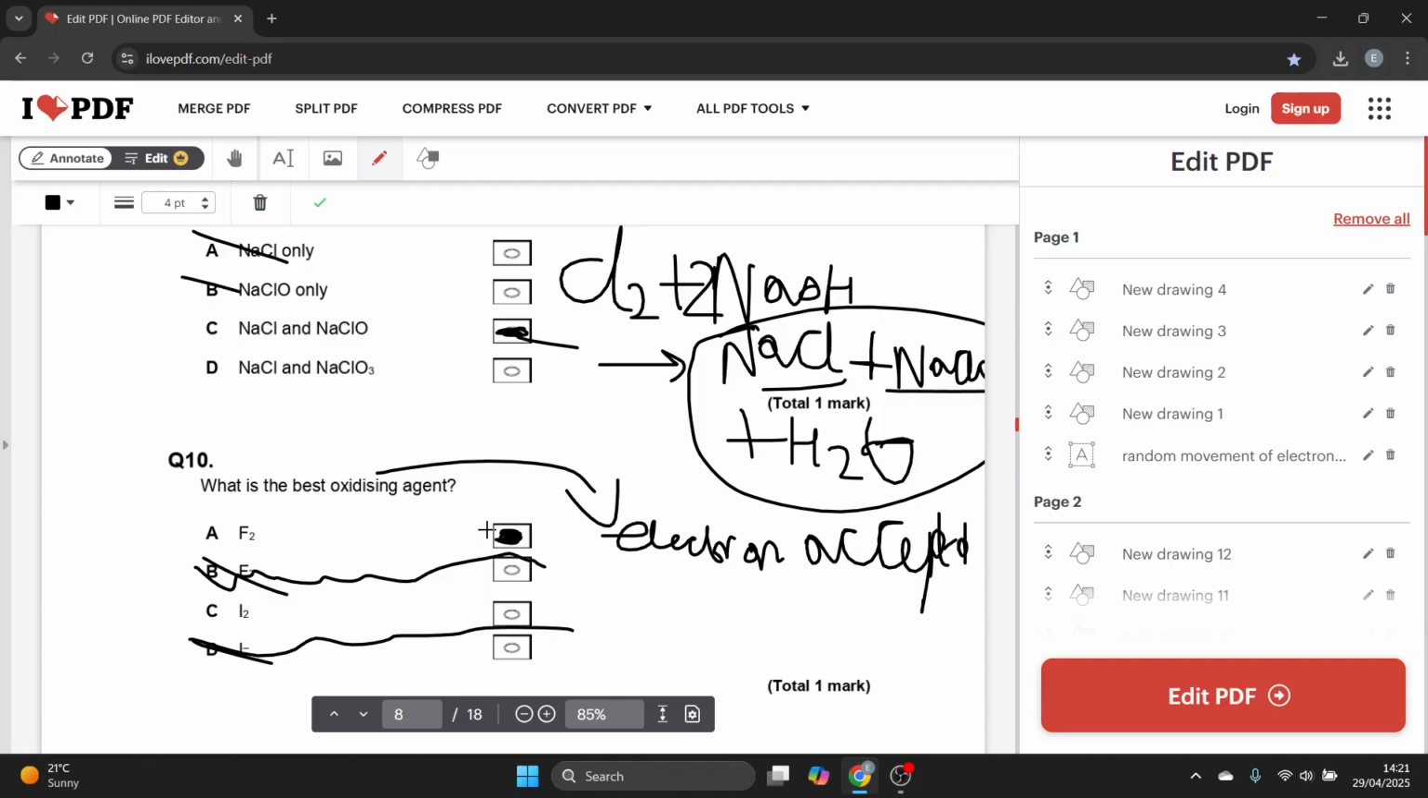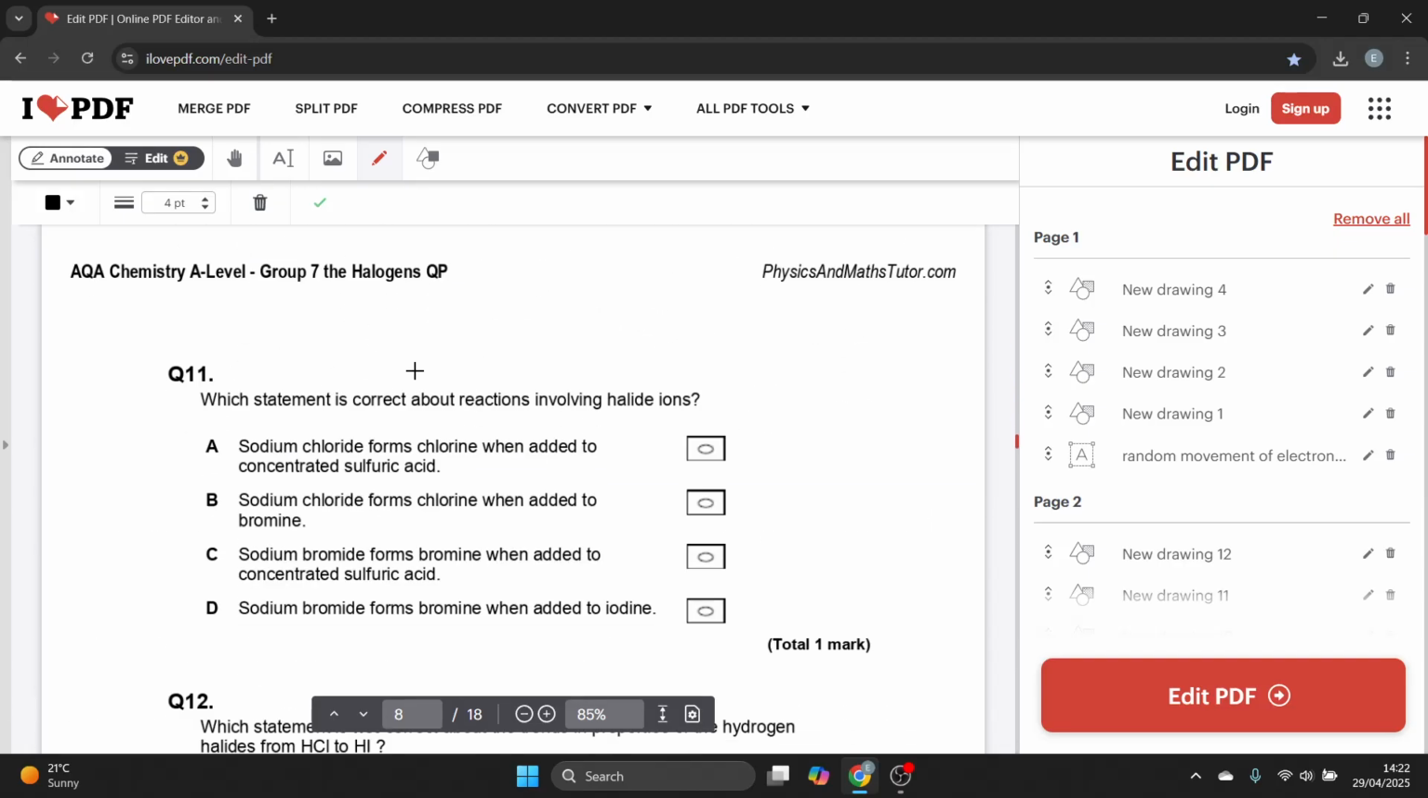Why is fluorine a better oxidizing agent than iodine? Now, when I think about fluorine, I obviously know the fact it's the most electronegative element. If you just know electronegativity, most electronegative, it pulls the electrons, the ability to attract a pair of electrons, and therefore it's going to be the best electron acceptor, the best oxidizing agent.